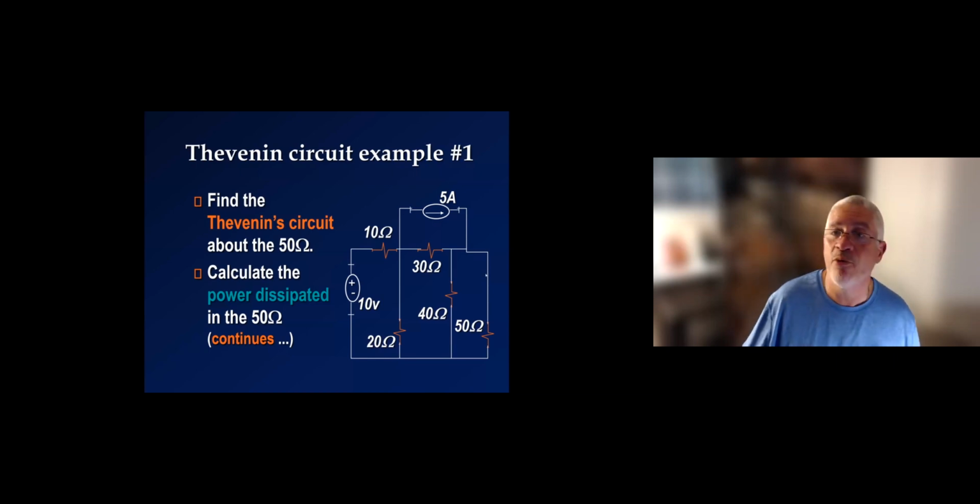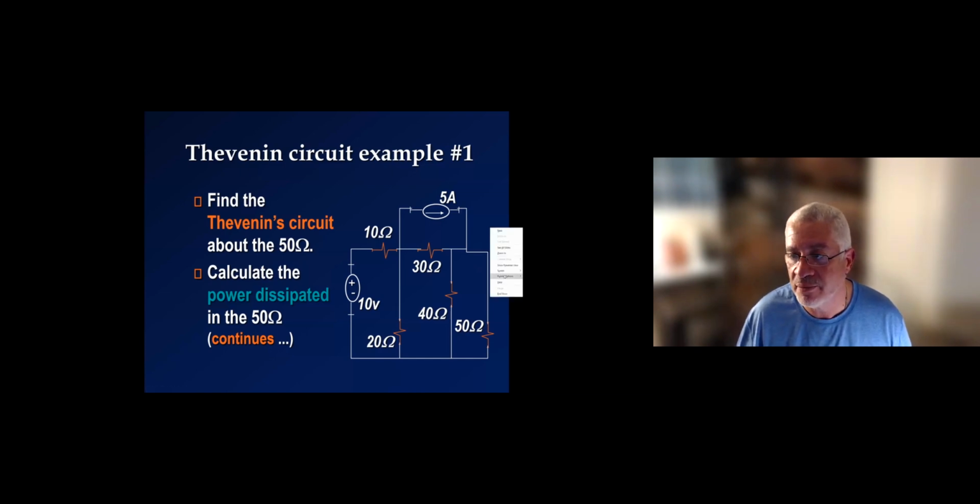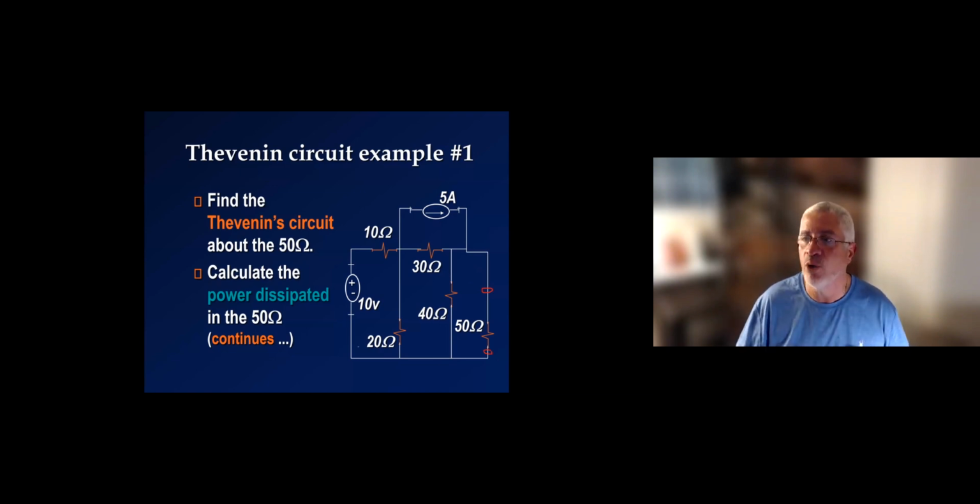So finally, I have a problem for you to do. This problem essentially is asking you to find the Thevenin equivalent model for the circuit about the 50 ohm. That is the 50 ohm that I'm pointing out with the red dots here. The 50 ohm is not part of the model. When you say finding about the 50 ohm, the 50 ohm is not in the model. So find the Thevenin equivalent circuit for that.